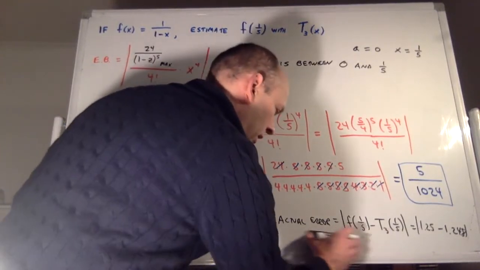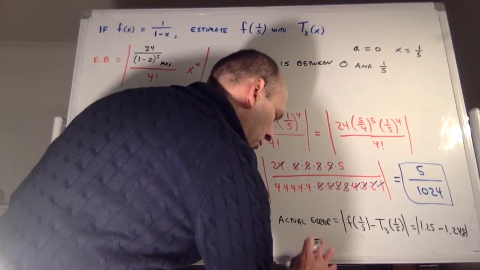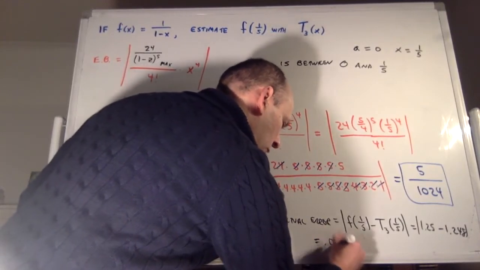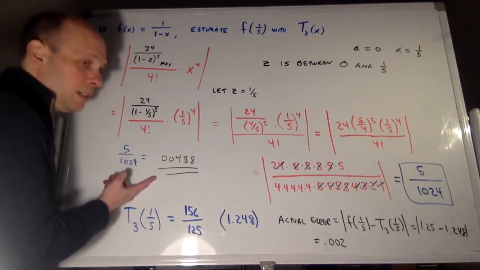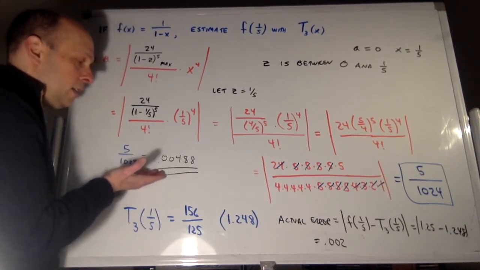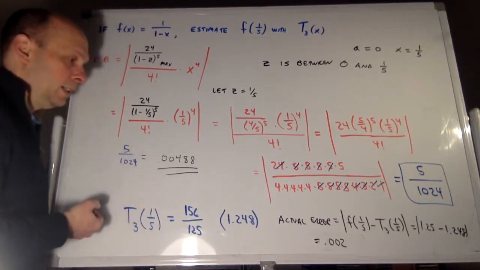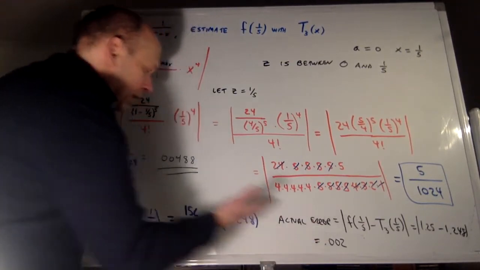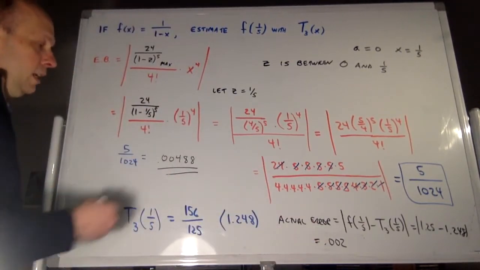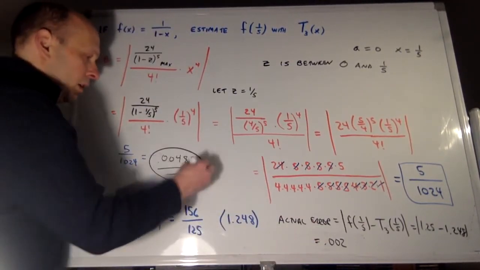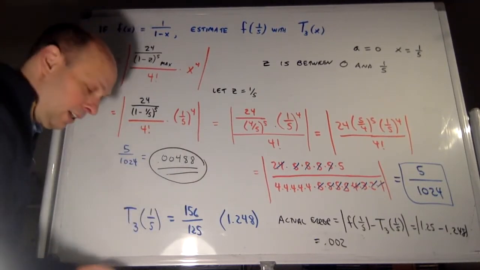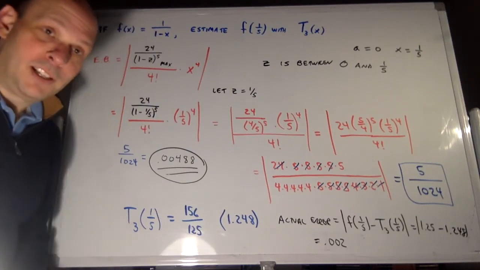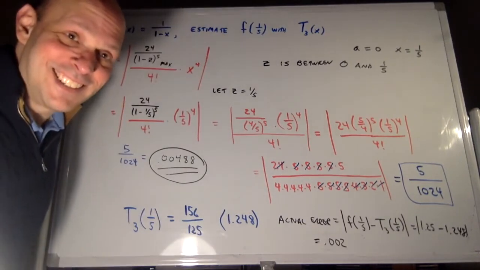I shouldn't really be circling it because what matters is our error bound here. But the actual error is 0.002. What matters is that our error bound makes sense, because what we're saying is this is the most we could be off by, and we were, in fact, off by less than that. So this is the error bound on our estimate. So this is the Lagrange error bound. Let's do one more example coming your way next.